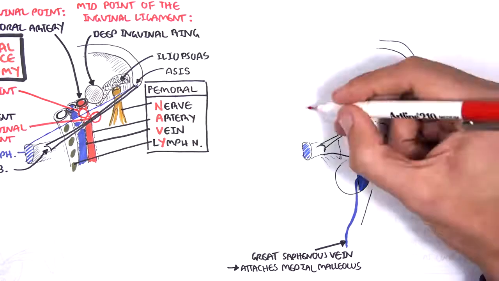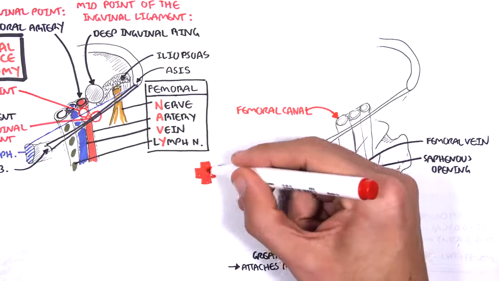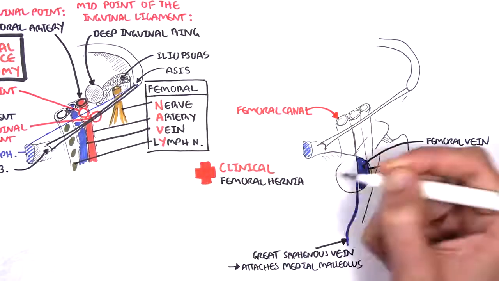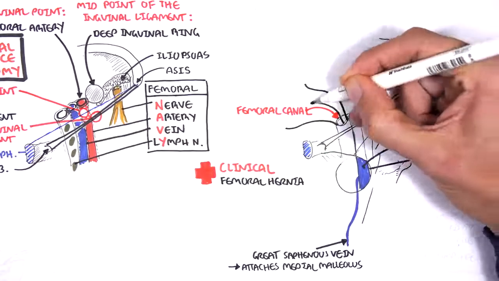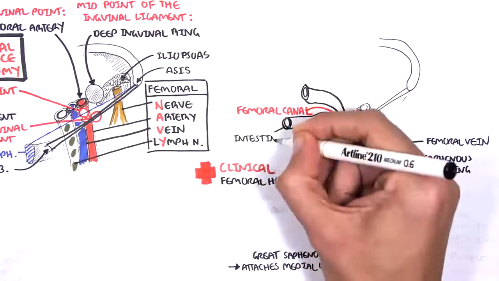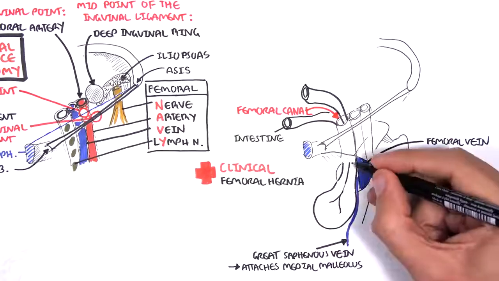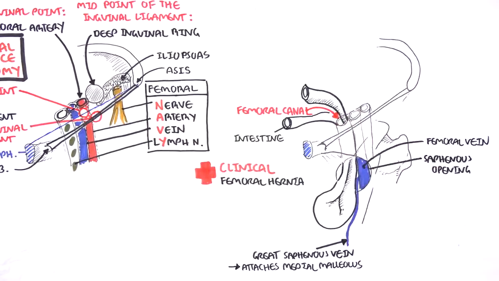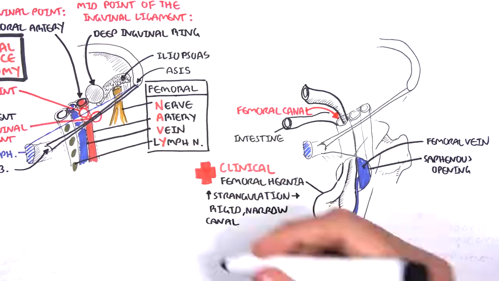Clinical anatomy. Femoral hernia is where there is weakening of the femoral canal. The femoral canal, if you remember, is where the lymphatics run. And the femoral canal is situated medial to the femoral vein. The femoral canal can allow intestines to enter the canal and go down and out through the saphenous opening, causing a femoral hernia. A femoral hernia is more common in women than men and has an increased risk of strangulation because of the rigid and narrow femoral canal.